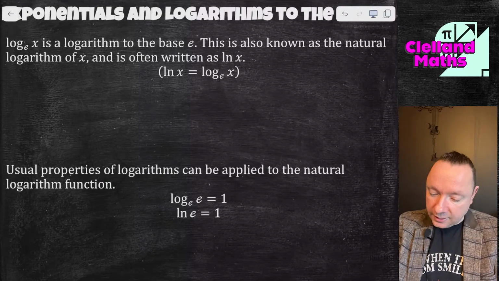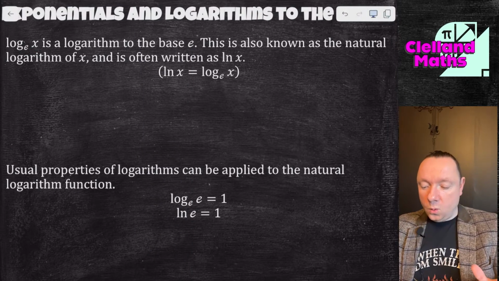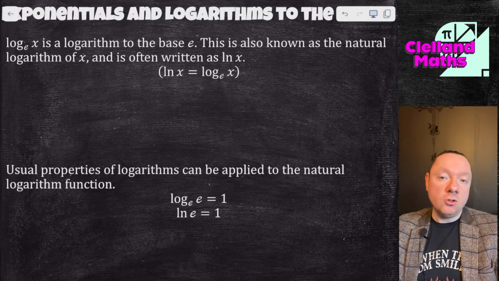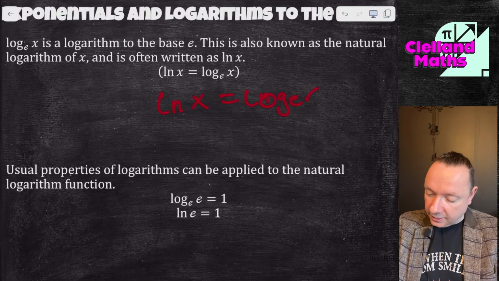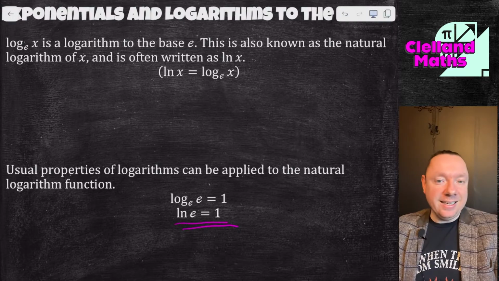Now, log base e of x is a bit clunky, and since we use base e all the time, we give it a special notation, ln, because it's called the natural logarithm of x. So we use ln x to mean log base e of x. Log base e of e would also equal 1. So in other words, ln e equals 1.